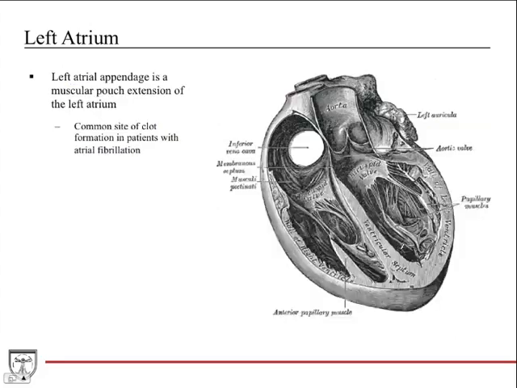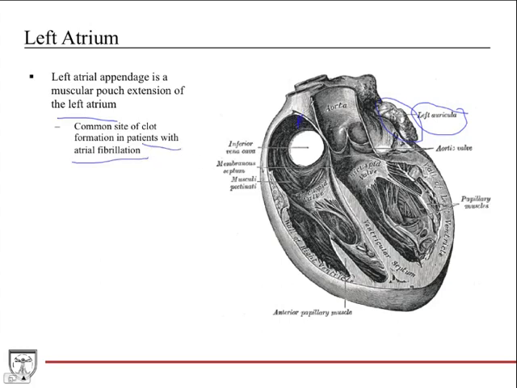Another important thing clinically is the left atrial appendage, which, just like the right atrial appendage, is a muscular pouch extension of the left atrium. You can see it here. It's also called the left auricle, and there's a pouch that extends out. It's important in the left atrium because this is a common site of clot formation in patients with atrial fibrillation.